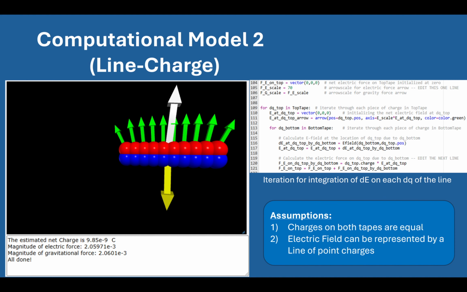The second computational model was slightly more complicated, though it was based off starter code. This model represented the tape as a line of point charges and evaluated the electric force as a distributed charge among the point charges. As a result of this change in the model, the charge of the tape was increased to 9.85 nanocoulombs.